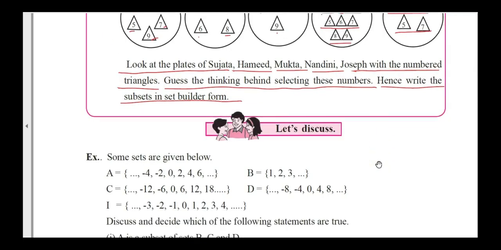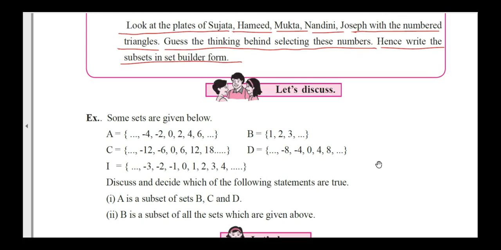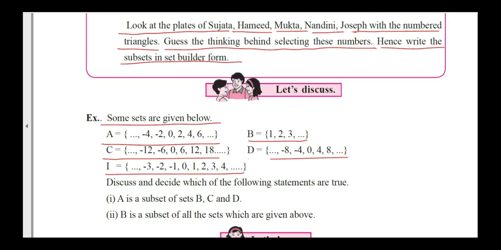Now next, discuss. Some sets are given below. A = {0, 2, 4, 6, ..., -2, -4, ...}, B = {1, 2, 3, ...}, C = {0, 6, 12, 18, ..., -6, -12, ...} and D = {0, 4, 8, -4, -8, ...}, and I is the set of integers. Discuss and decide which of the following statements are true.